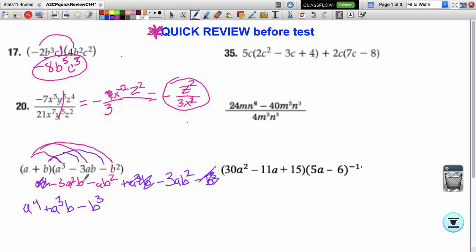Here I have an a squared with a b. Here I have an a with a b squared. Here I have an a with a b squared. So I can put this item and this item together, but not with this one. Okay, so maybe I'll put this one first.